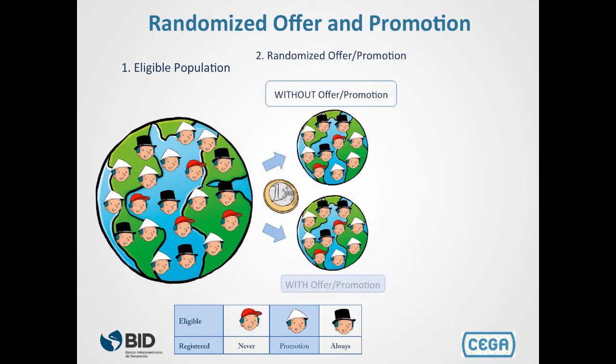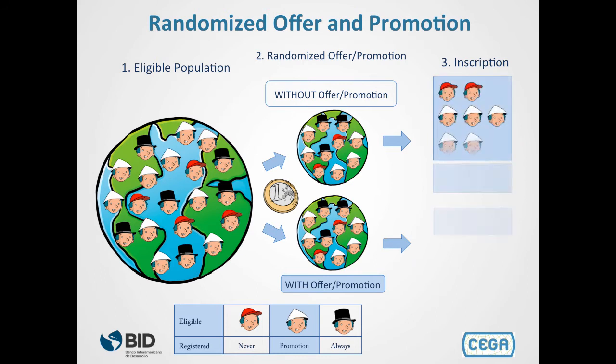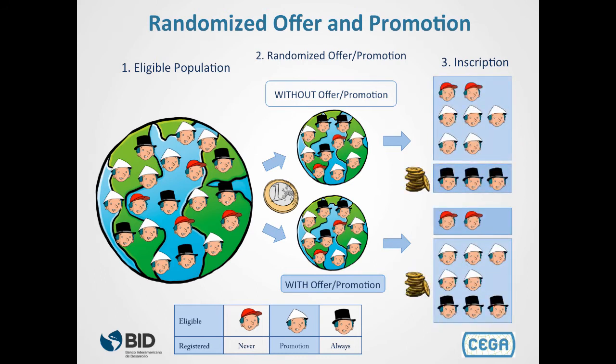As usual, we take our evaluation sample and we randomly assign them into groups. A group that we're offering or promoting, and a group that we're not offering or not promoting. Then we observe who enrolls.